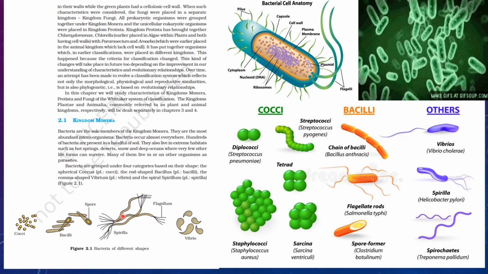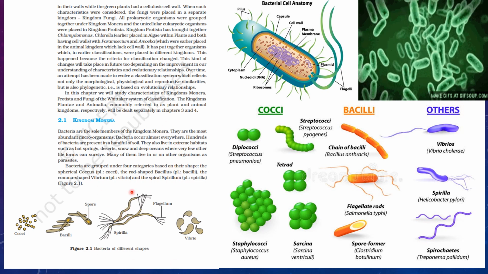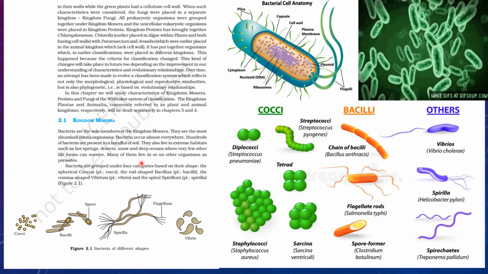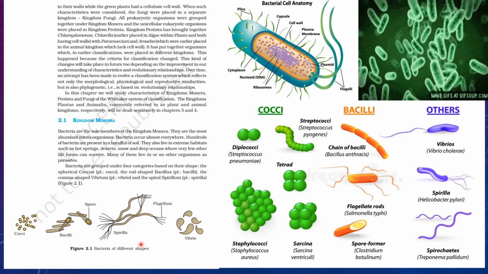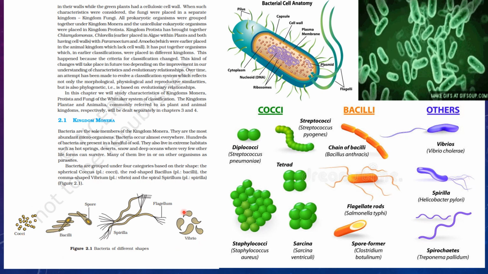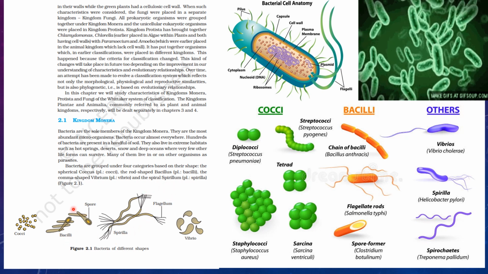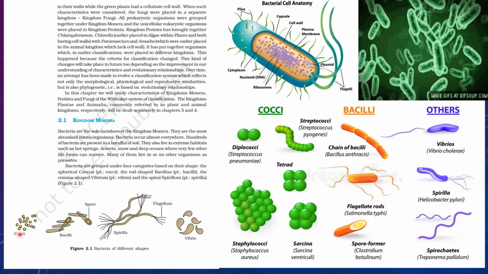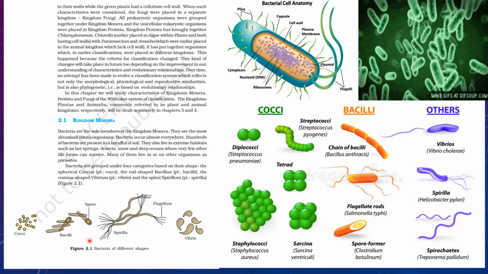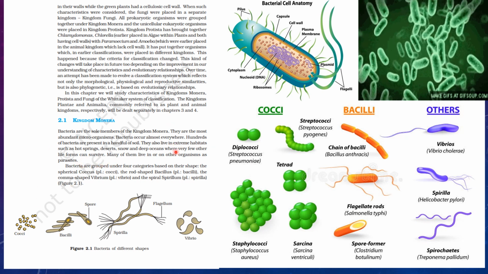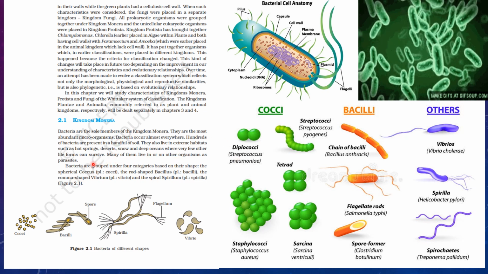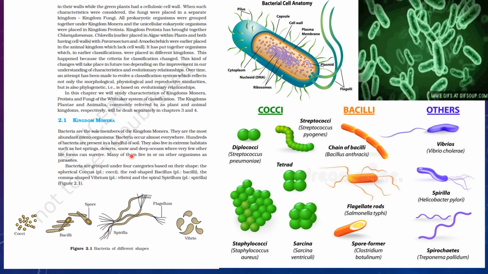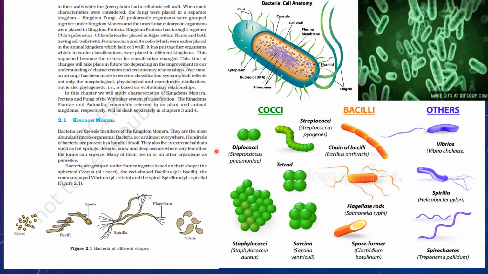Now the kingdom Monera. In the kingdom Monera, the main important members are the bacteria. Based on their structure, they are divided into cocci, bacilli, spirilla, and vibrio. Vibrio are comma-shaped, spirilla are spiral-shaped, bacilli are rod-shaped, and cocci are simply spherical structures. They are seen everywhere, from a handful of soil to the deep oceans and deserts.